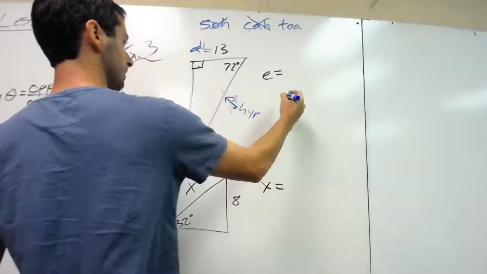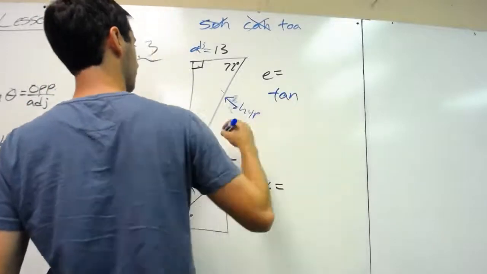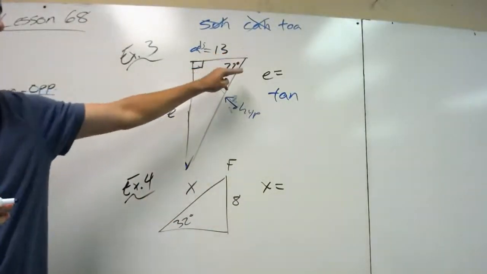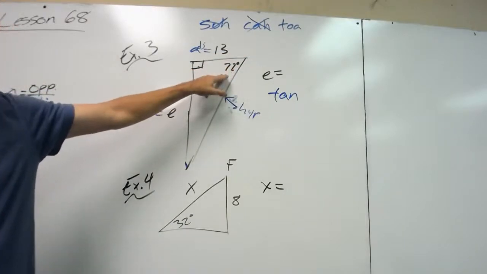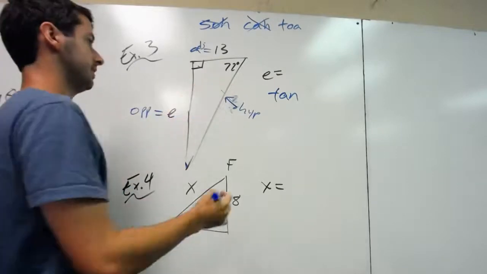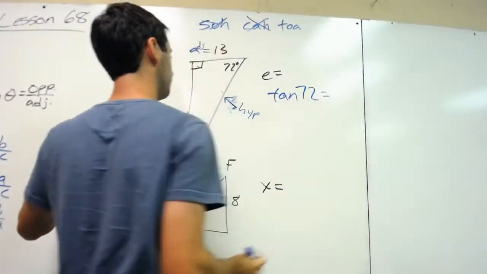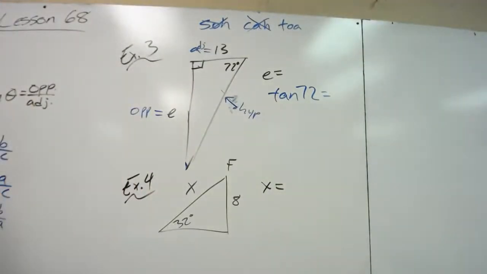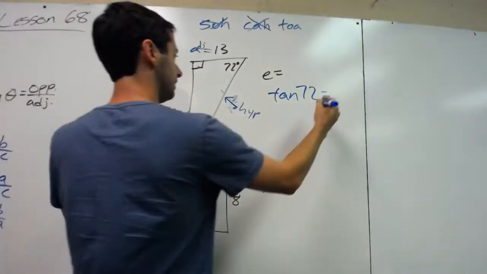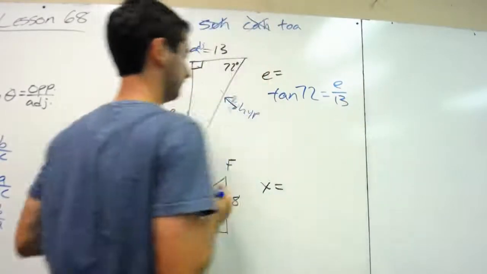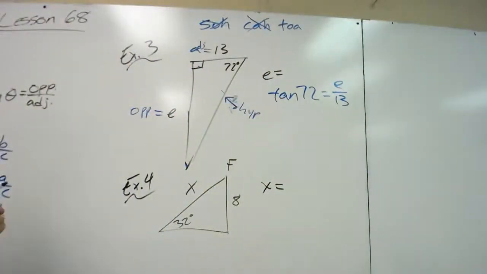So we can say tangent of our angle. Previously we said a letter, but we want to try to have an angle here, if possible. So we use tangent of angle 72 equals, because 72 is our starting point, opposite E over adjacent 13. Now from this point we're just solving for E.